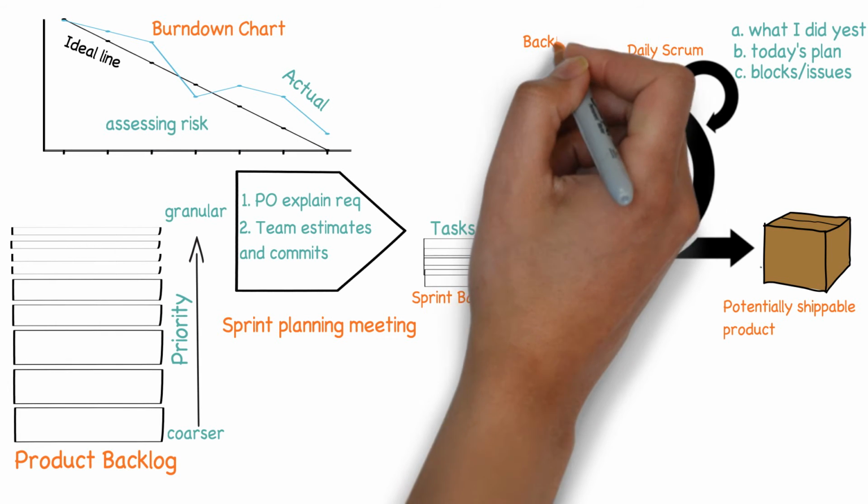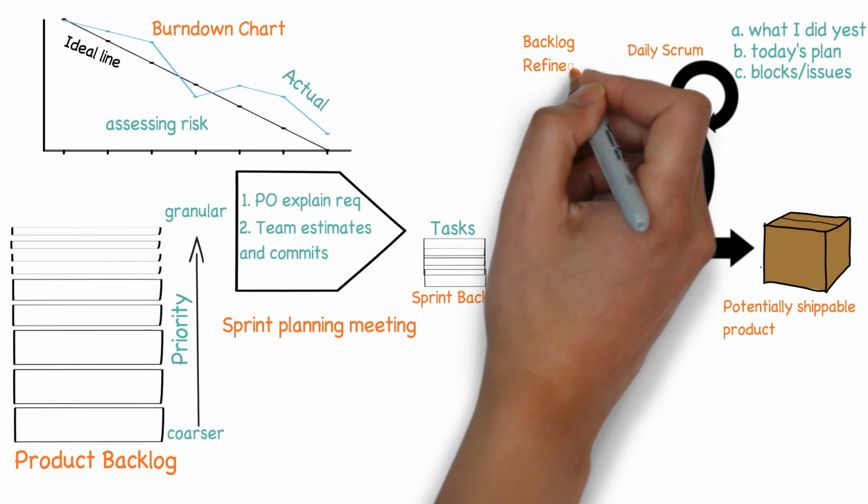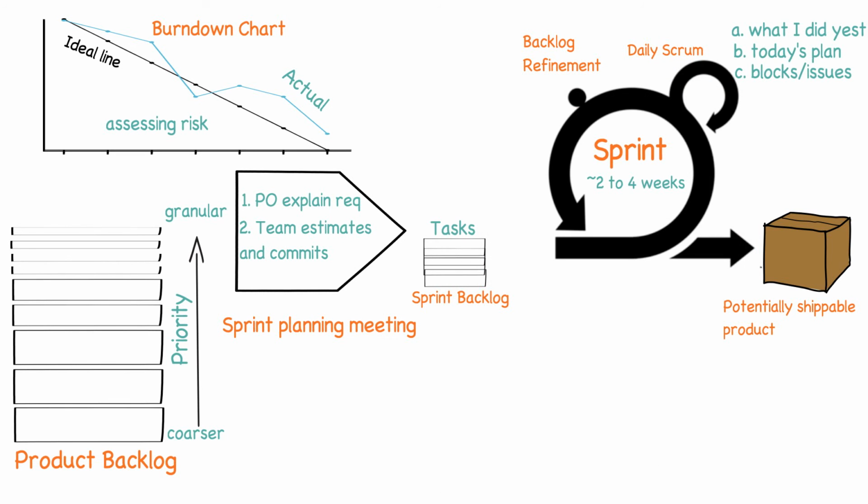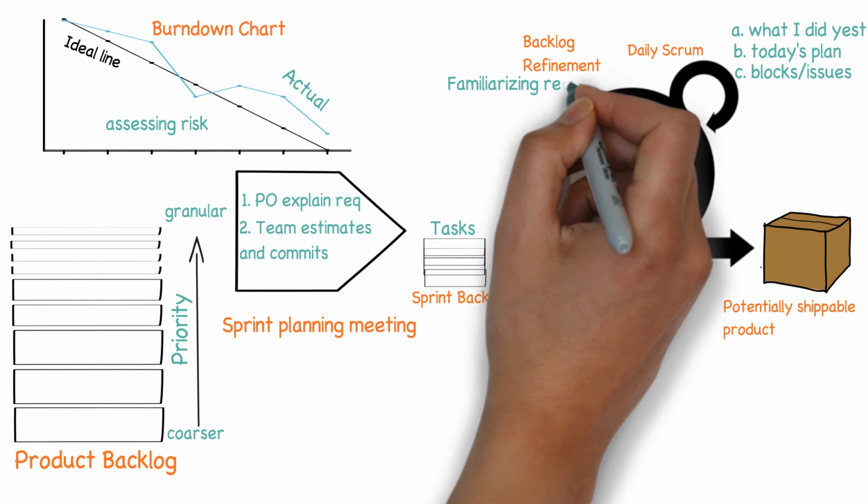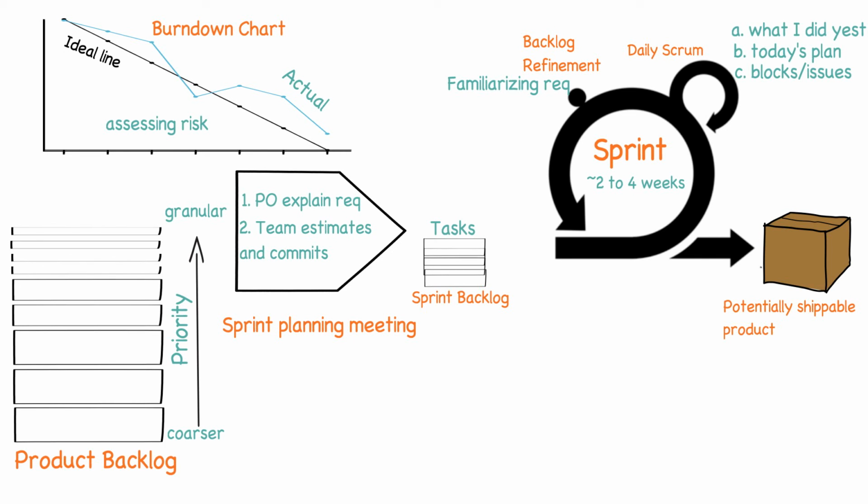During the sprint, the team members also spend around 5 to 10% of their current sprint time in refining the PBIs for the upcoming sprints. This helps the team in familiarizing with the next set of requirements as well as giving inputs to the PO.